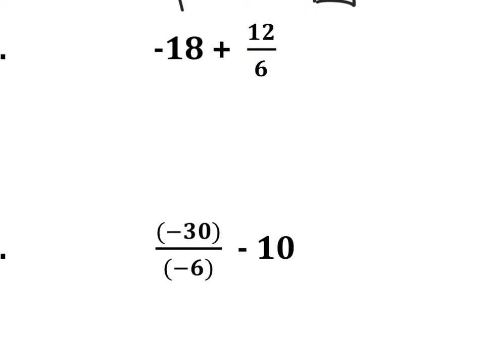My next one here, 12. Remember, this little line means divided by. 12 divided by 6 is 2. -18 plus 2, -16.